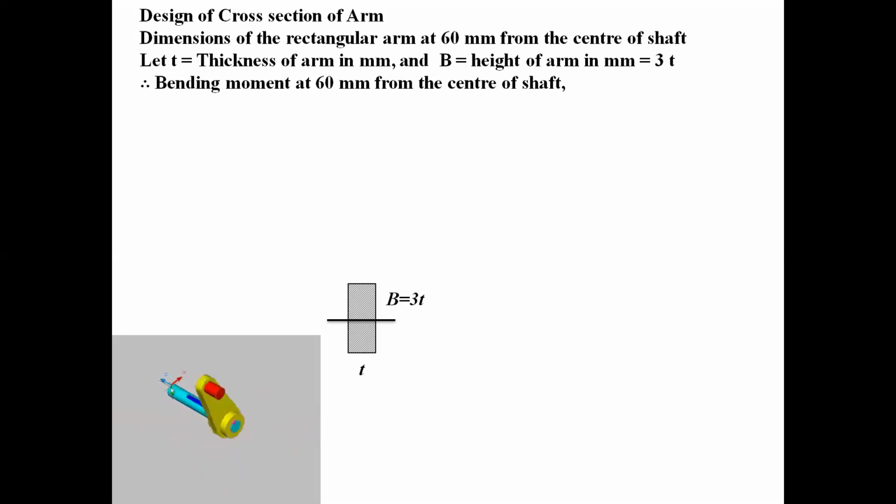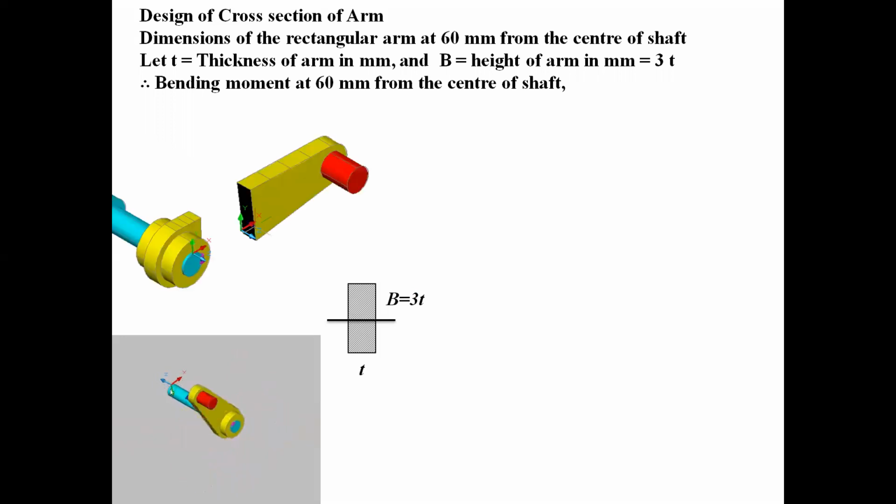Now let us try to find the cross section of the arm. The cross section of the arm is having base t and height 3t. So how is it going to fail? We have to find the dimensions of the rectangular cross section at 60 mm from the center of the shaft. So just look at the picture. In that you will find that there is a cross section t into 3t, and if the load is applied on that, how is it going to fail?